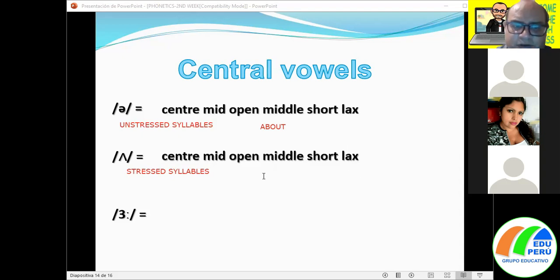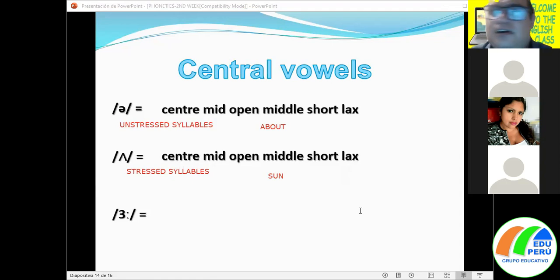Notice when do we use the other one? The other one is used in a stressed syllable. For example, the word sun. You use the vowel in sun. Notice my lips. You don't open the mouth too much. Sometimes we get confused and we produce it differently. Mid open. Remember the characteristic. Mid open. You don't have to open your mouth a lot. Just mid open.